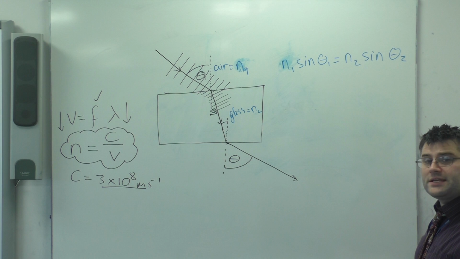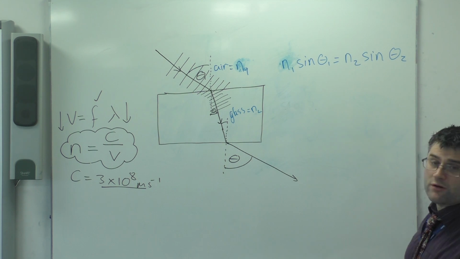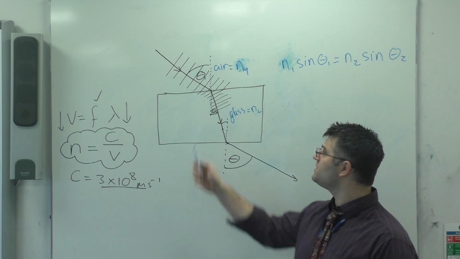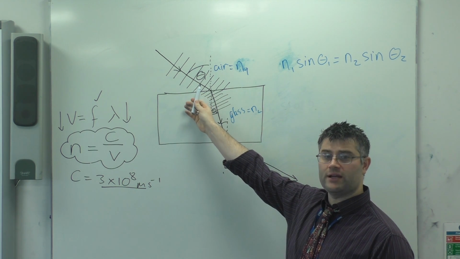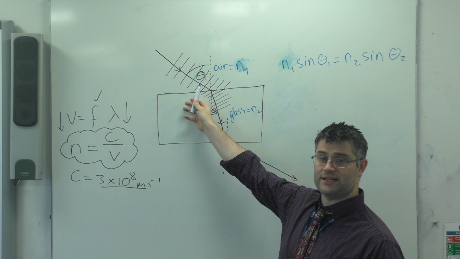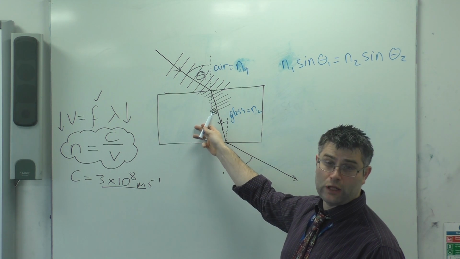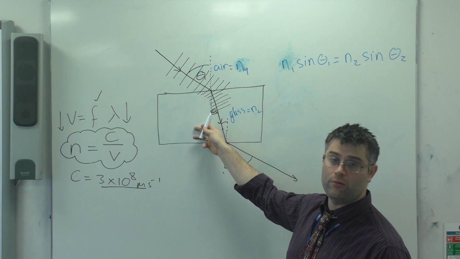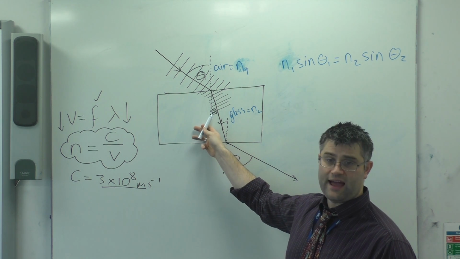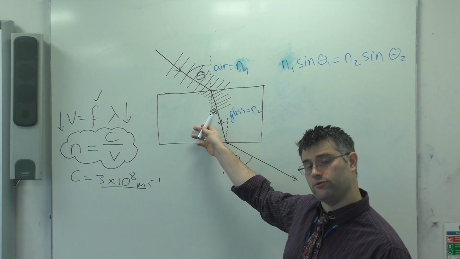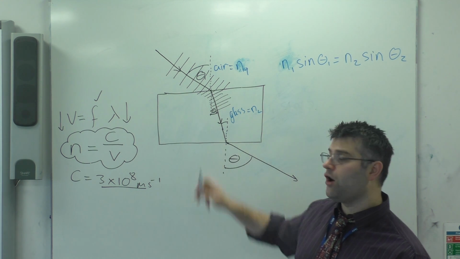Theta 1 and theta 2, well, I've already labeled them on the diagram. Theta 1 is the angle of incidence at which the ray of light strikes the boundary from the normal line. Theta 2 is the angle of refraction, the angle from the normal line at which the ray is refracted upon passing through that boundary between the two densities of material.